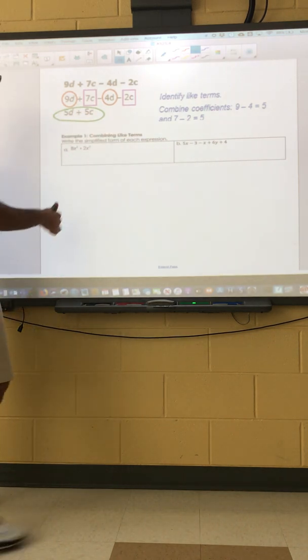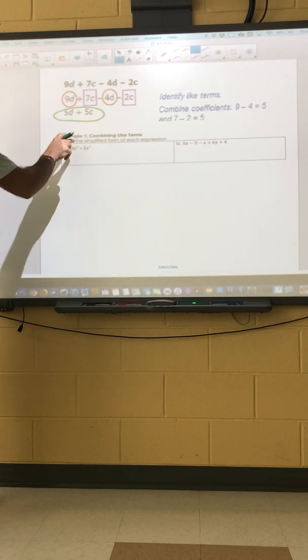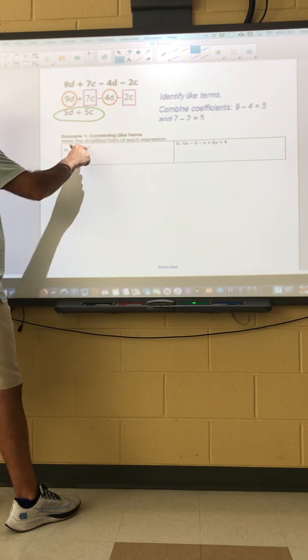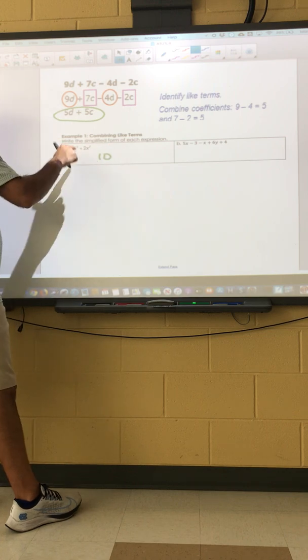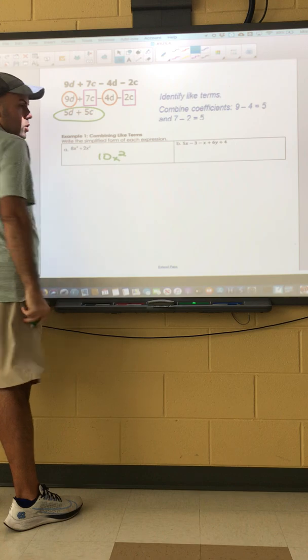Okay, so now from here, let's go through some additional examples. Here it says to combine like terms, so write the simplified form: 8x squared plus 2x squared. So 8 plus 2 is 10, and the variable and the exponent stay the same. So I'm going to get 10x squared.